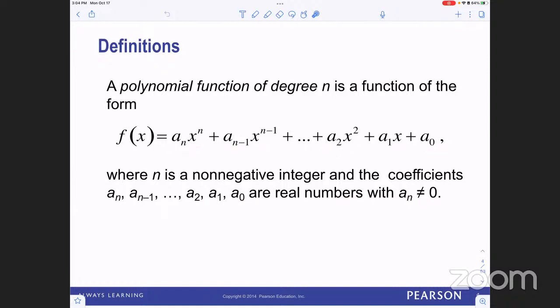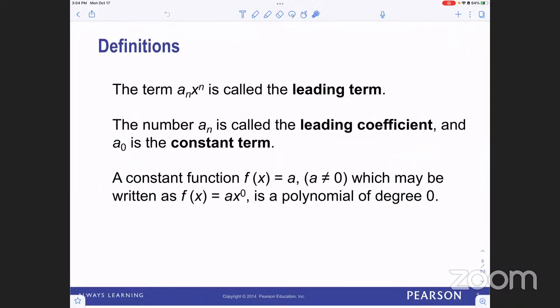A monomial is some real number times a variable x to a non-negative integer power. Once you identify a monomial, a polynomial is just a finite sum of monomials. Finite meaning it's limited; it doesn't go on forever. The term a sub n x to the n is called the leading term. The number a sub n is called the leading coefficient. And a sub 0, or a naught, is called the constant term.